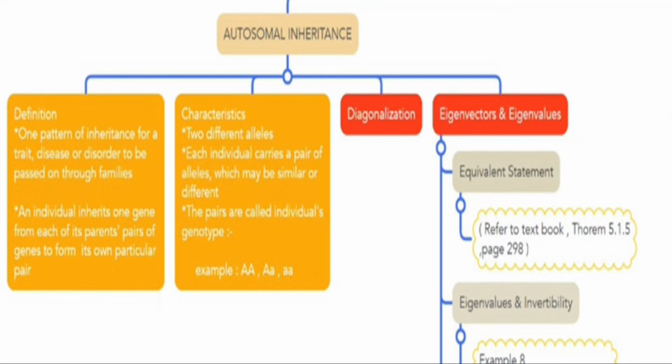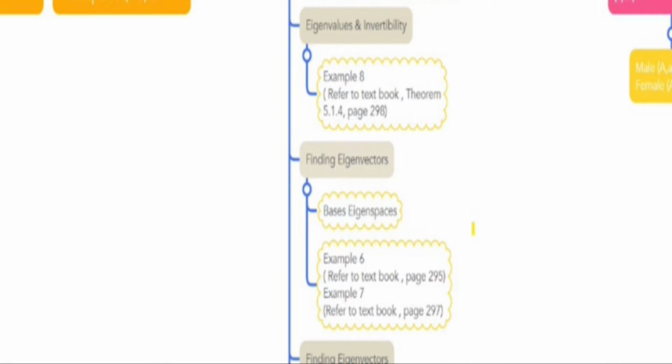We can refer to textbook page 298, eigenvalues and invertibility, example 8. Finding eigenvectors and a basis for the eigenspace, example 6, refer to textbook page 297. For finding eigenvectors, the formula for the eigenspace is (lambda I minus A) times x equal to 0. The kernel of the matrix operator T, lambda I minus A, equal to R to R.